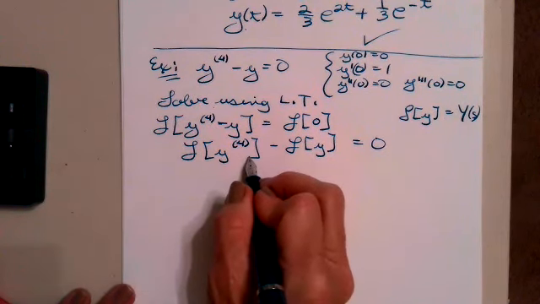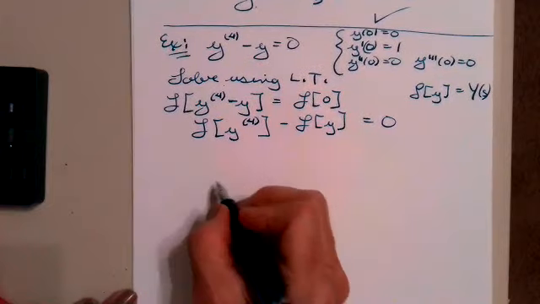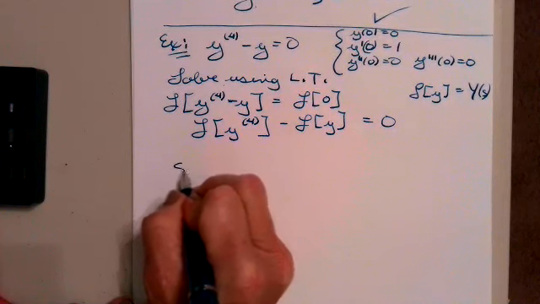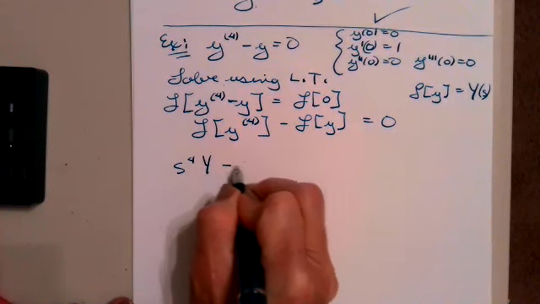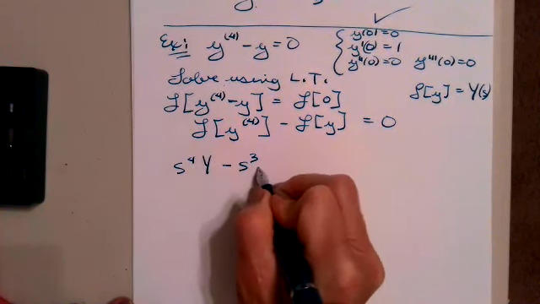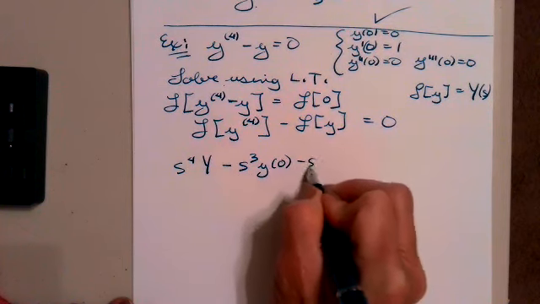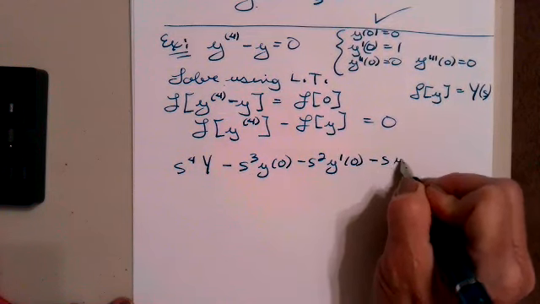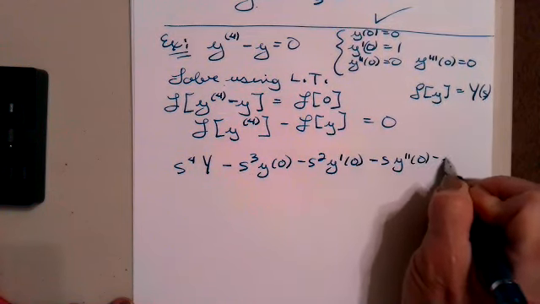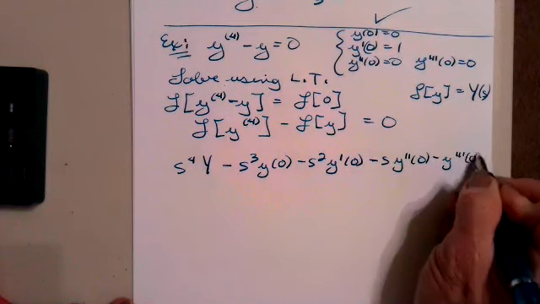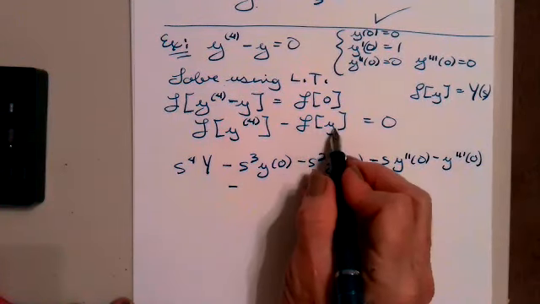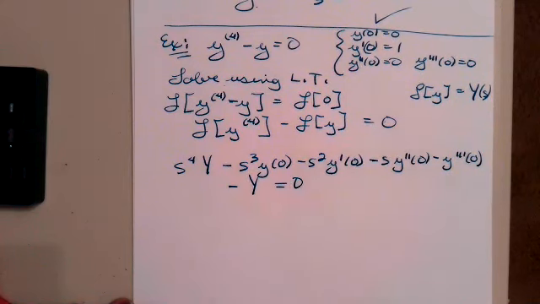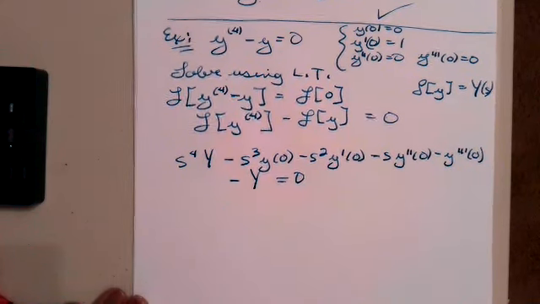So the fourth derivative, what is that? By the rule for derivatives for Laplace transform, that is s to the fourth times capital Y minus s cubed times little y at 0 minus s squared times y prime at 0 minus s times y double prime at 0 minus y triple prime at 0. And then I subtract the Laplace transform of y, which is minus capital Y, and that equals 0. That should have all been on one line, but I just couldn't fit it.